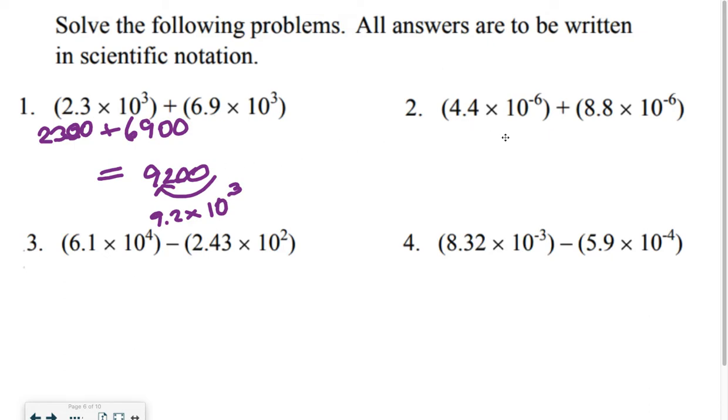Same thing with the next one. So 4.4, we swing 6 to the right. So to the left, 2, 3, 4, 5, 6. And then in this one, same deal. So 8.8, we're going to swing 6 to the left. So 1, 2, 3, 4, 5, 6.